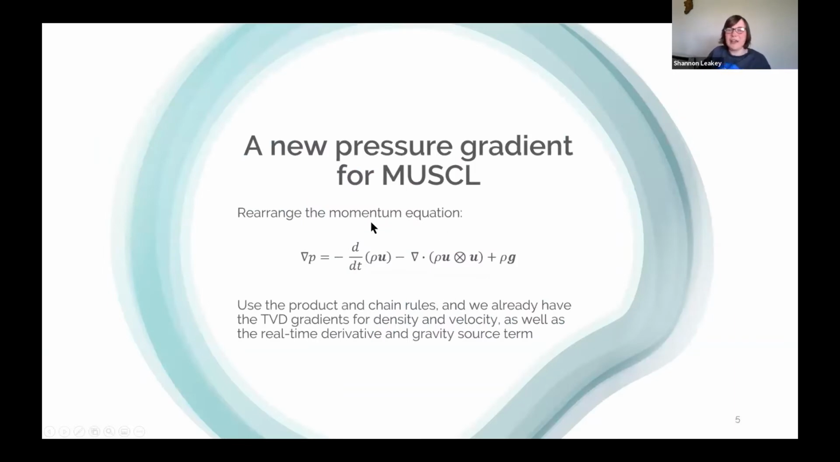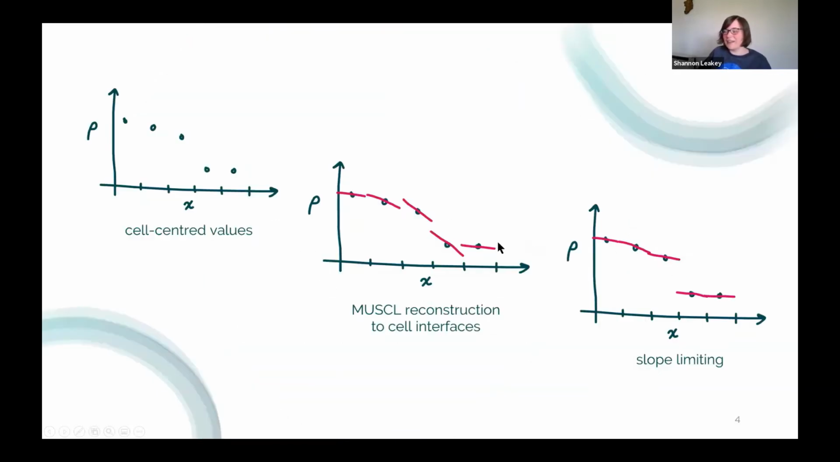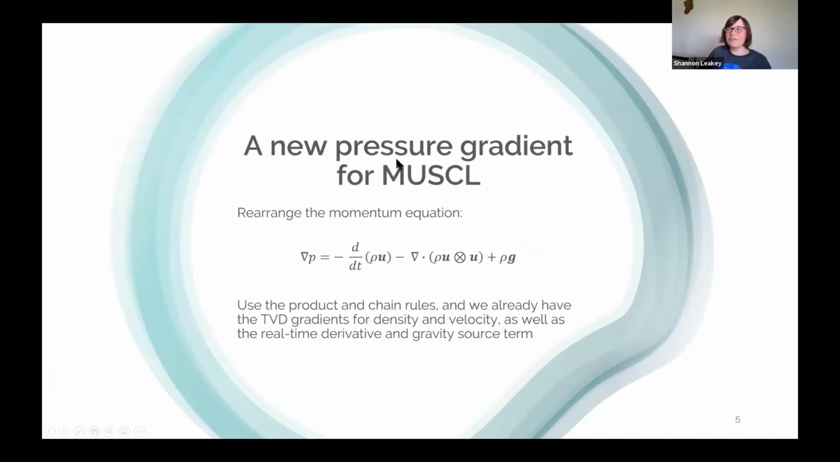But basically, I was having problems just using this standard method to calculate the gradient for the pressure for the MUSCL reconstruction. So I came up with another way of doing it, which was rearranging the momentum equation just to get this, right?